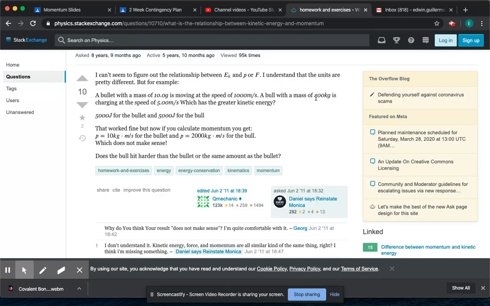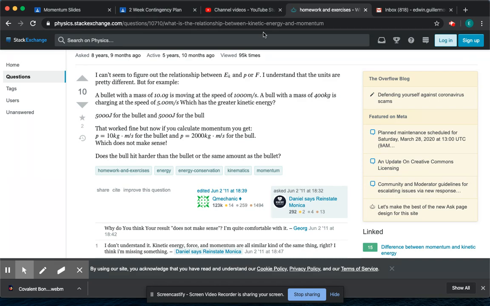If you take the ball's value, which is 400 kilograms, and multiply that by its number, you'll get a value. Remember, you have to convert everything to kilograms. So 10 grams in kilograms would be 0.01. So 0.01 times 1,000 squared divided by 2 should give you 5,000. 400 times 5 squared divided by 2 will also give you 5,000. So both the ball and the bullet have the same kinetic energy.